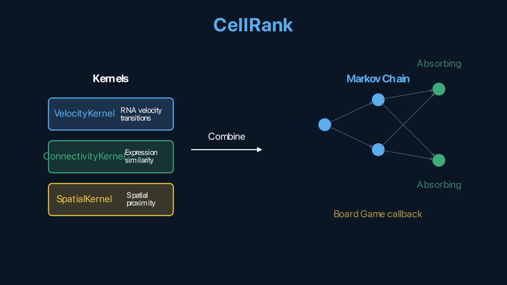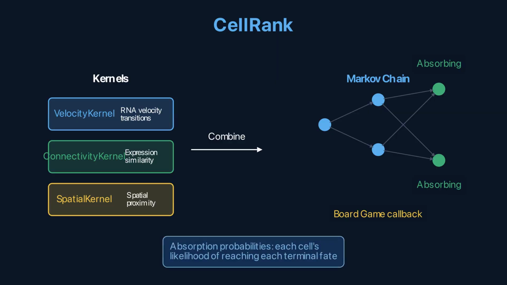CellRank combines these kernels into a single Markov chain, connecting to the board game video. Terminal states are identified as absorbing states. For each cell, CellRank computes the absorption probability, the likelihood of reaching each terminal fate. Color each cell by its fate probability.